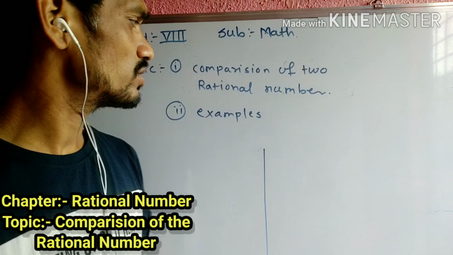Okay, students. Since b is greater than a, if you divide a by any constant k and b by the same constant k, the sign will not change. The sign remains the same throughout.